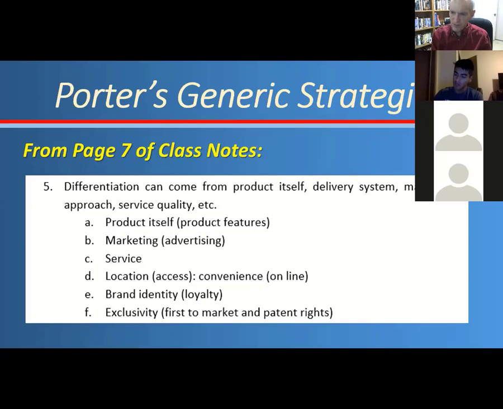Well, if your firm differentiates itself from product feature, their CapEx better be on improving product features. That better be the number one place where they spend their money. Some firms differentiate themselves on marketing.